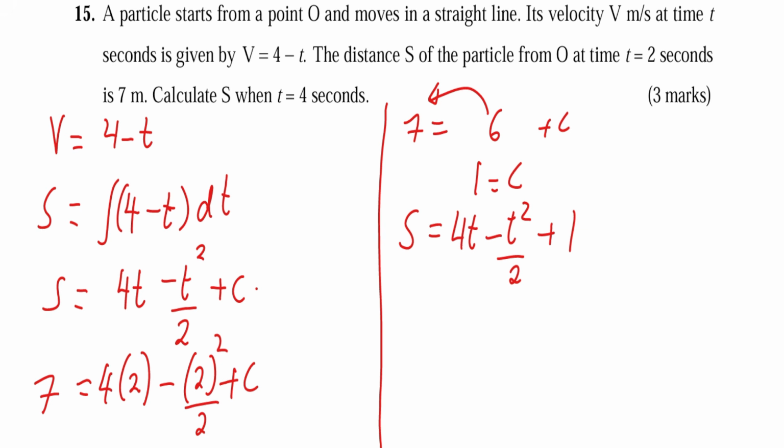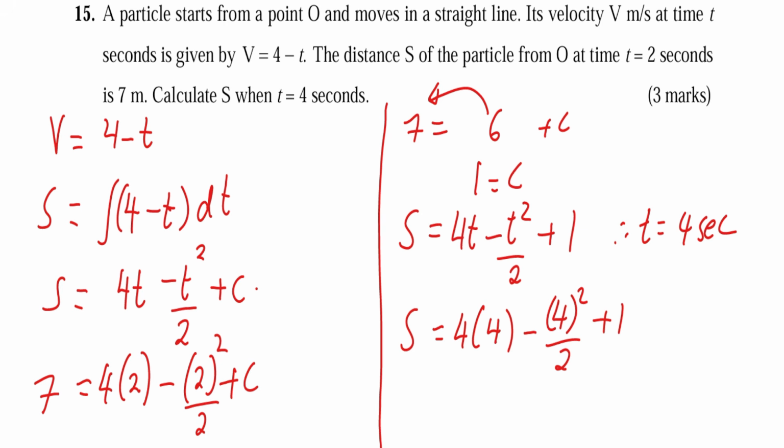Now calculate s when t equal to 4. So where there is t, you put 4. So 4 times 4 minus 4 squared divided by 2 then plus 1. So s will be how much? This gives you 16. 4 squared gives you 16, also divided by 2, plus 1. 16 divided by 2 gives you 8. Okay? 16 minus 8 gives you 8. And 8 plus 1 gives you 9. So our distance is 9 meters. Isn't that easy? Now let's go to the last question of section A.